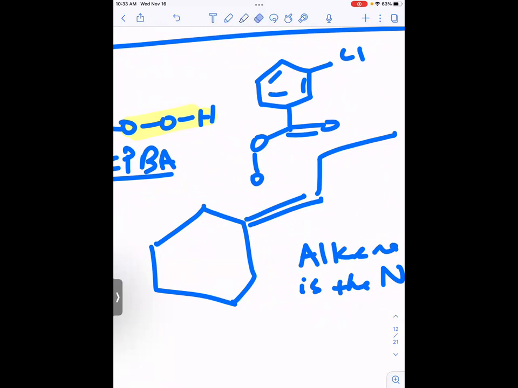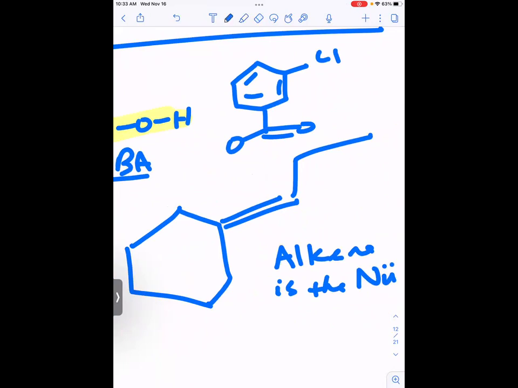So the way that this works, the alkene is going to actually attack one of the oxygens. And then I'm going to make a bond between hydrogen and oxygen. And I'm going to end up making a bond between each carbon and oxygen. All right, so let's look at that. I gotta move this down.